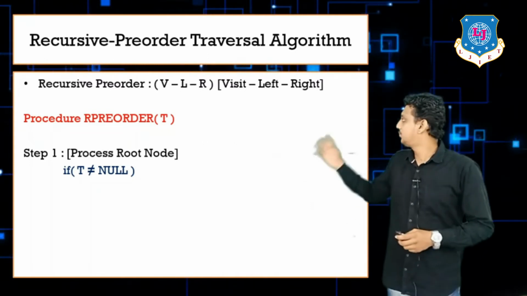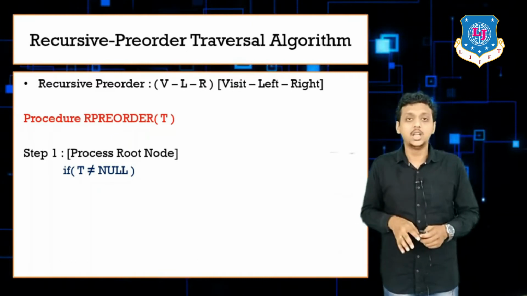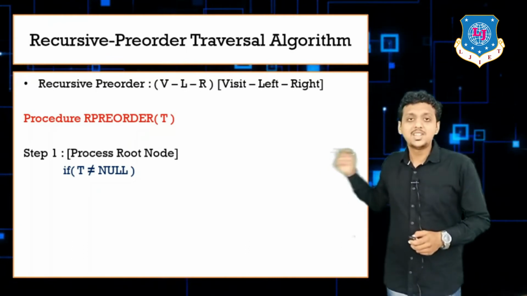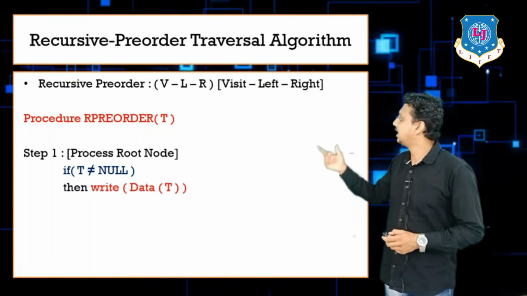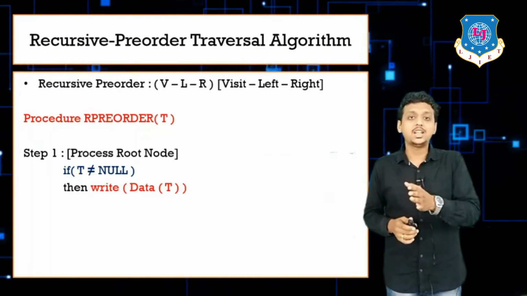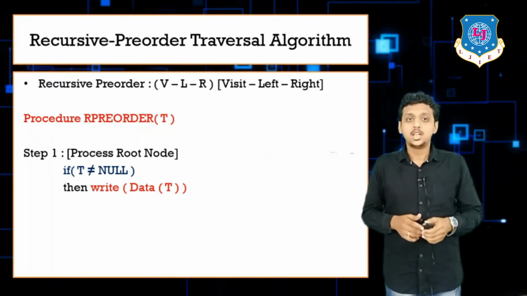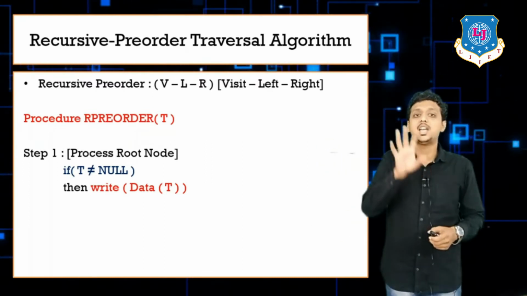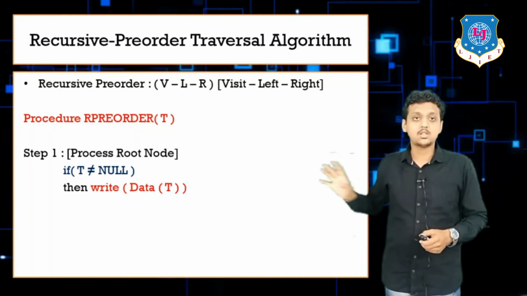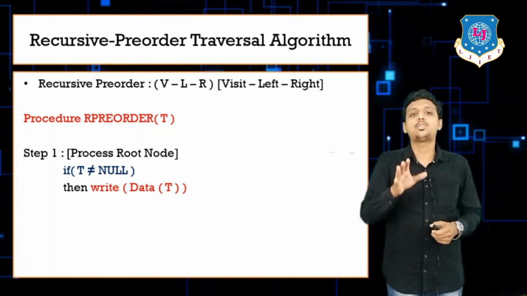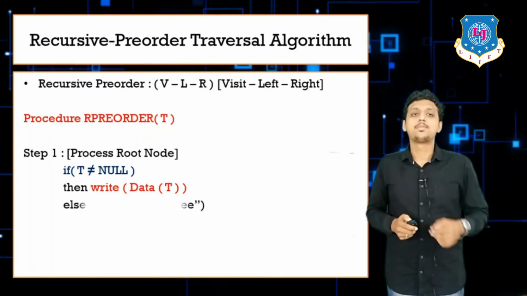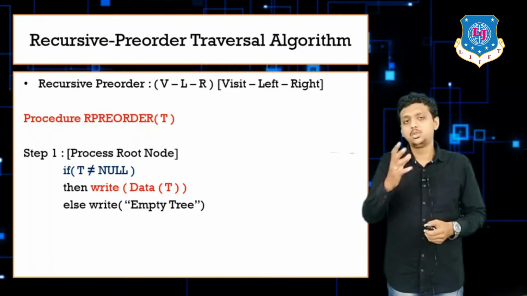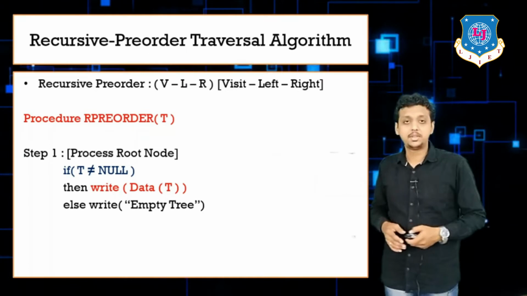Okay, so first we have: if T is not equal to null, that means if the tree is there. To visit the node, we just need to write the data of T. Data of T means the info field. Here we have 85, so you just write down the 85. That means we have already visited the node, because we just wrote the data of T. Else, just write empty tree. If your tree is equal to null, then you can easily write else empty tree.